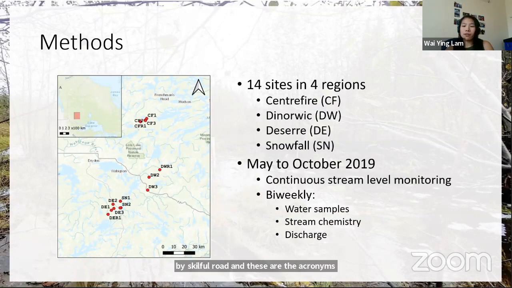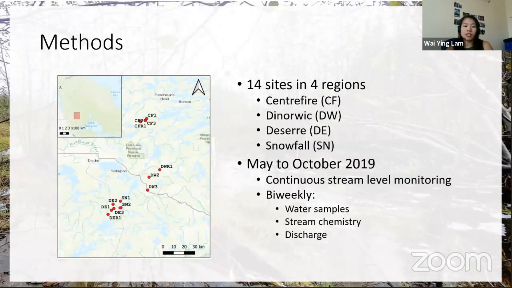So we monitored stream flows from mid-May to mid-October last year and took biweekly water samples and stream chemistry measurements, along with biweekly discharge measurements to develop a stage discharge relationship.